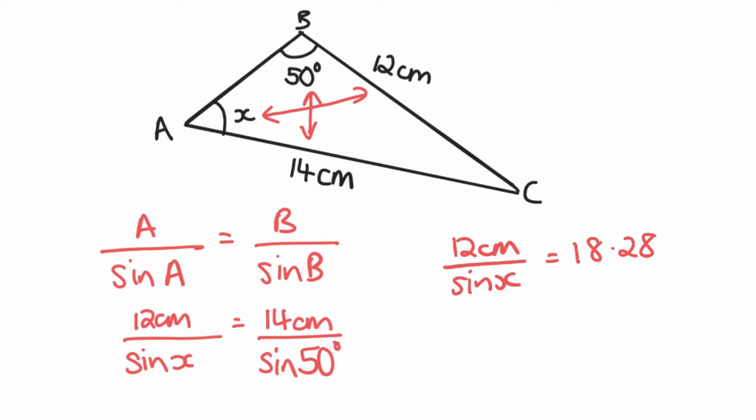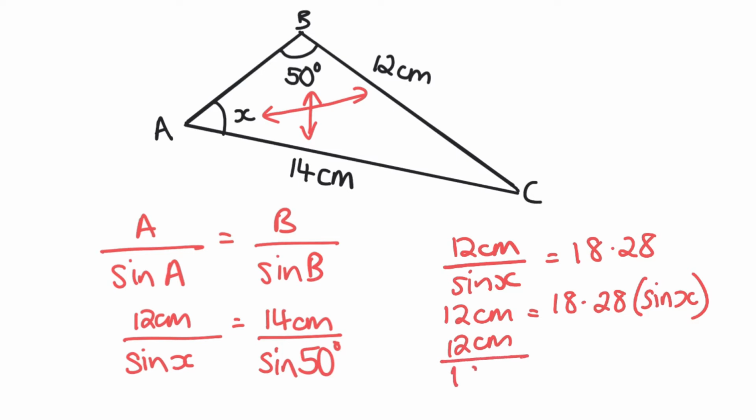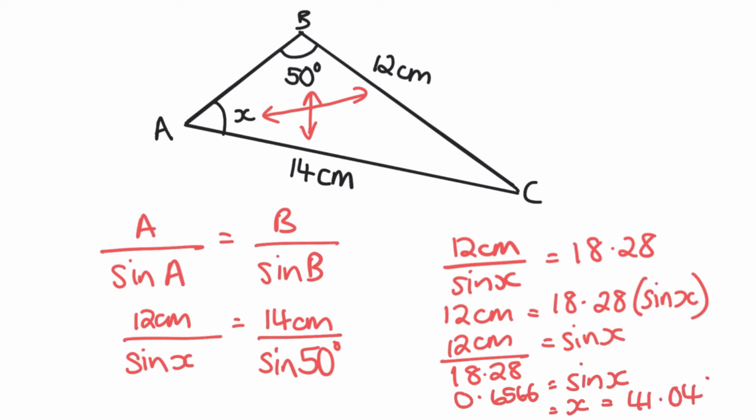So if we times both sides by sine x, we've got 12 centimetres is equal to 18.28 times sine x, and divide both sides by 18.28, we've got 12 centimetres divided by 18.28 is equal to sine x. So sine x is equal to 0.6566 on our calculator, so angle x is equal to 41.04 degrees to the 2 decimal places that we were asked for.